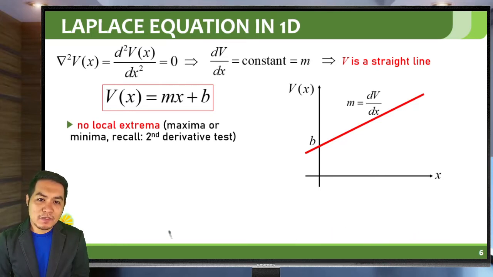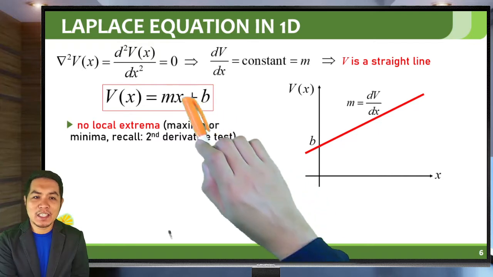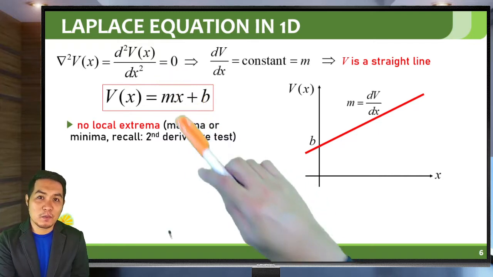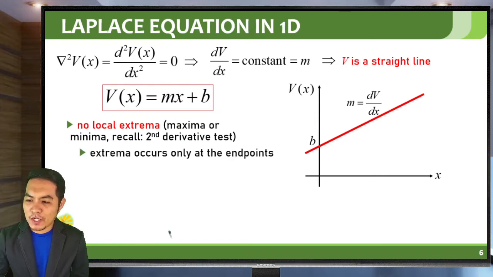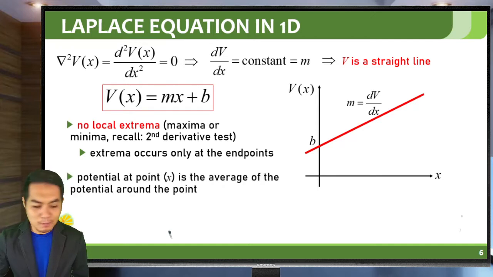the second derivative test tells you that if the second derivative is negative, it's a maximum, and if it's positive, it's a minimum. But in this case, the second derivative is 0, which tells you that there's no maximum and no minimum. And in fact, for the solutions of the Laplace equation, the maximum or the minimum only occurs at the endpoints or at the boundary.